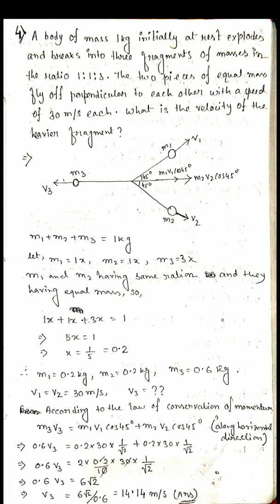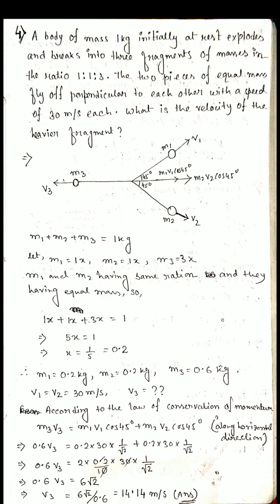So here you see that M1 and M2 are perpendicular to each other. So with the horizontal, M1 makes 45 degrees, M2 also makes 45, because 45 plus 45, the angle between M1 and M2 will be 90 degrees. They will be perpendicular to each other.